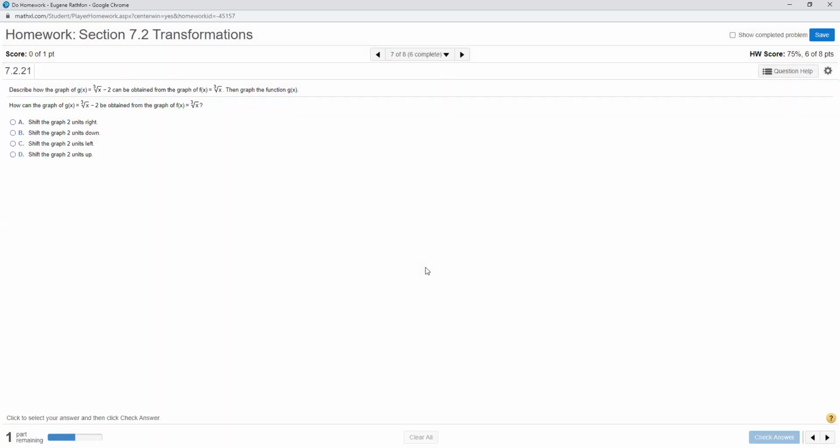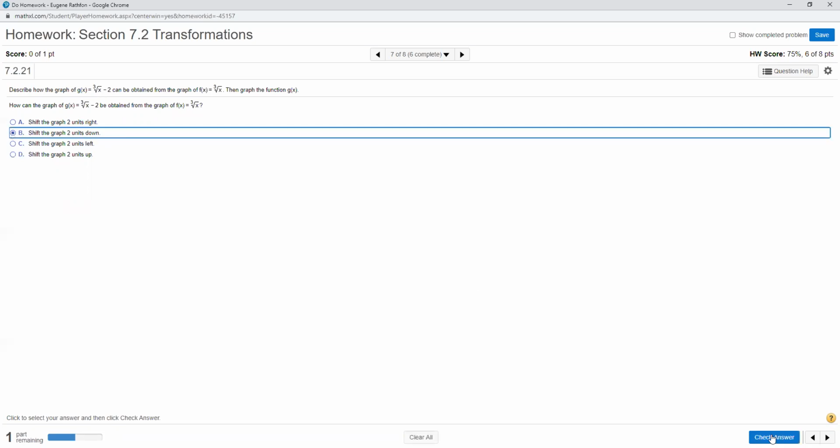All right, here's a cube root. So they're saying you're going to start with the cube root. What does this minus 2 do to it? So notice this minus 2 is not under the radical no more. So it's not like the a was. Since it's outside that radical, it's like the b. It's going to move me up or down. And since that's a negative 2, we know that's going to move me 2 units down. So we would click that.